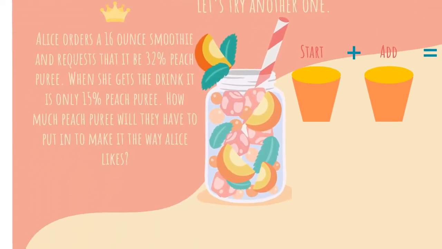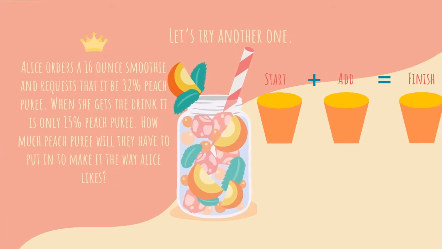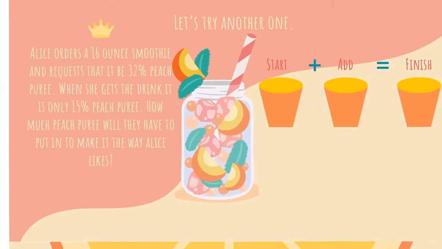All right, here's another one. Alice orders a 16-ounce smoothie and requests that it be 32% peach puree. When she gets the drink, it is only 15% peach puree. How much peach puree will they have to put in to make it the way Alice likes it? So I'm, again, bringing in those handy-dandy buckets, and I'm going to go ahead and fill in some of this stuff. What do we start with?